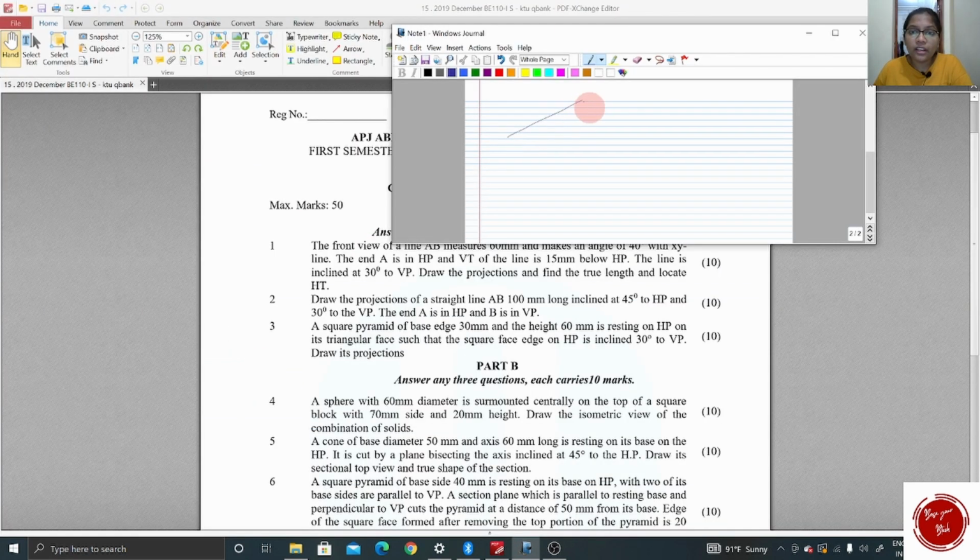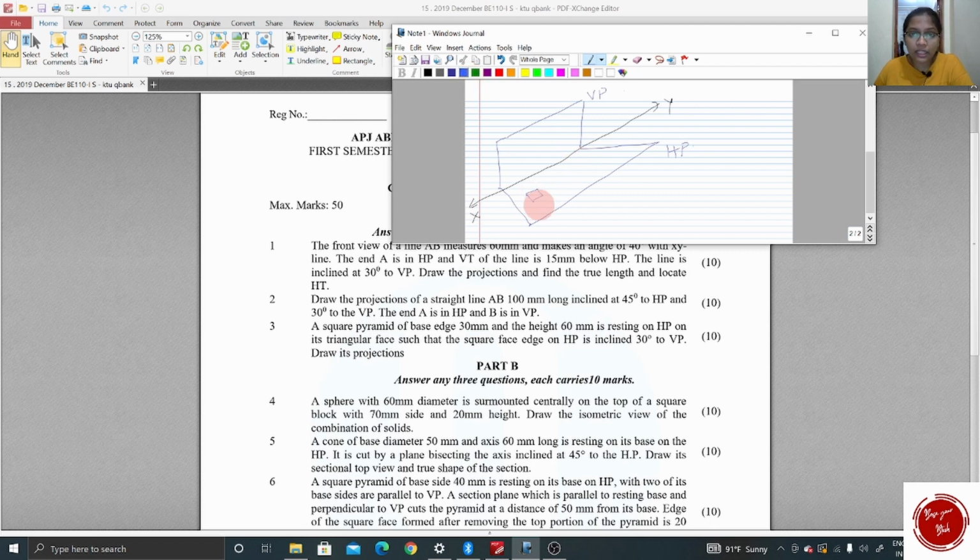Before I read, let me draw a HP and VP. Okay, this is your vertical plane, this is your horizontal plane, the intersection is your XY line which is the reference line. Now we can place the square pyramid as per the question. What does it say? A square pyramid of base 30 mm and height 60 mm is resting on HP. So the pyramid is resting on HP.